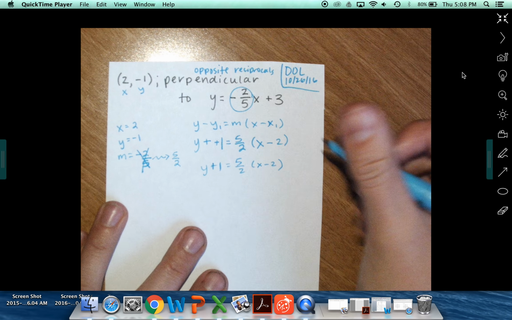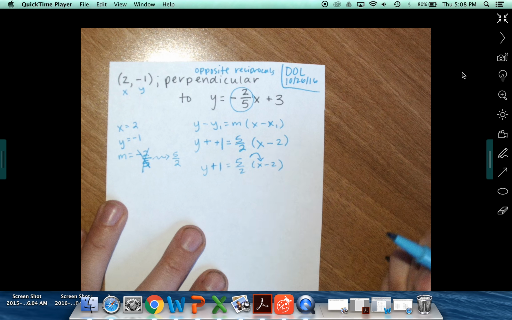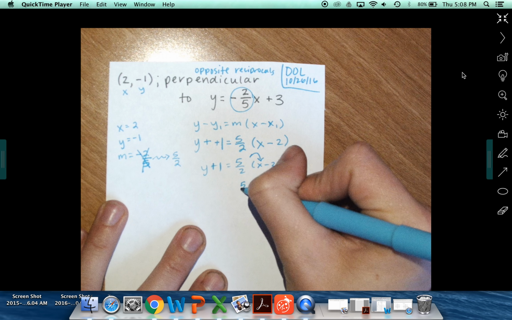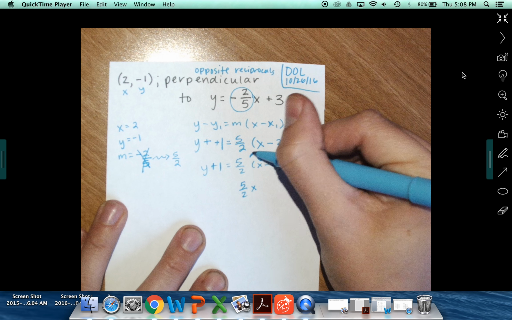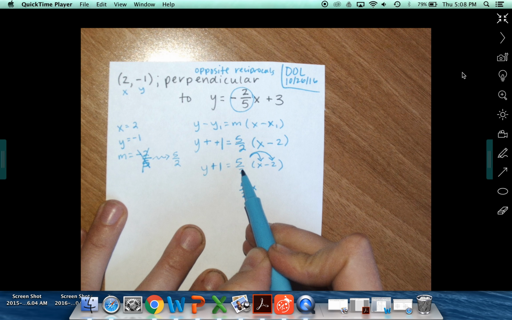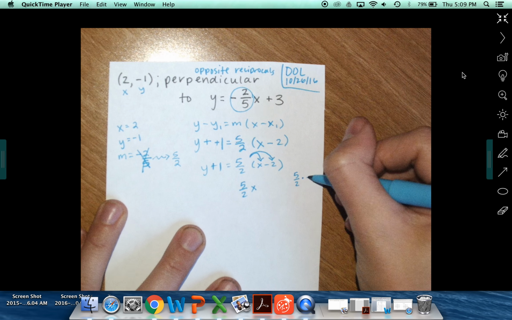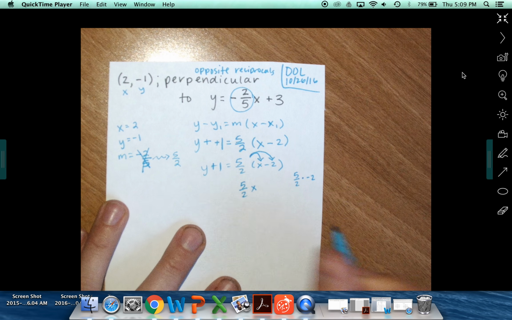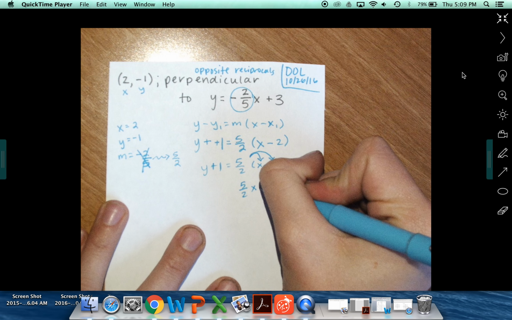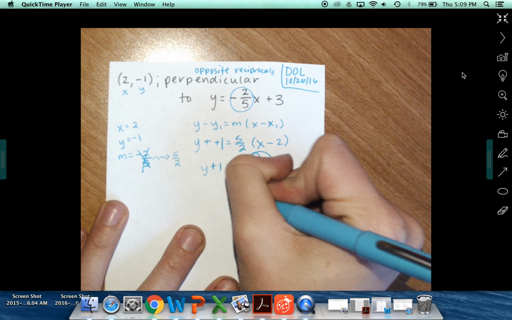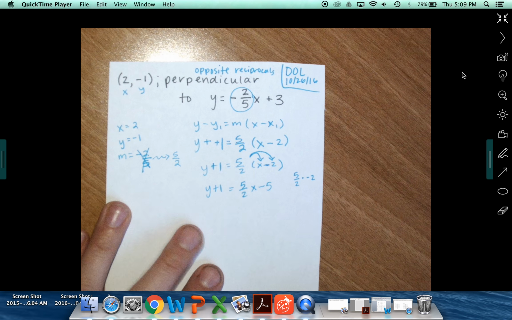If I distribute this 5/2 to the X, that just gives me 5/2 x. Then positive 5/2 times -2. I think a lot of people forgot about this negative here. That gives me -5. And I'll bring down my y plus 1.